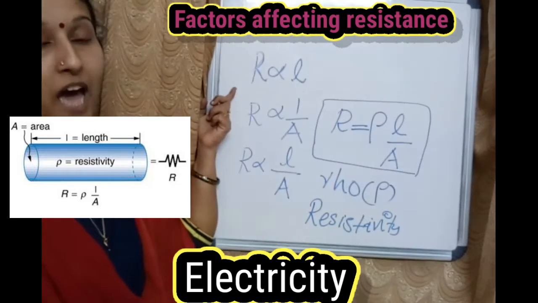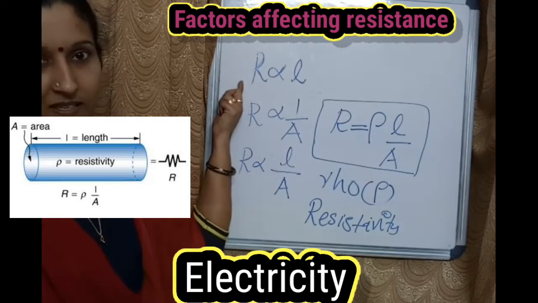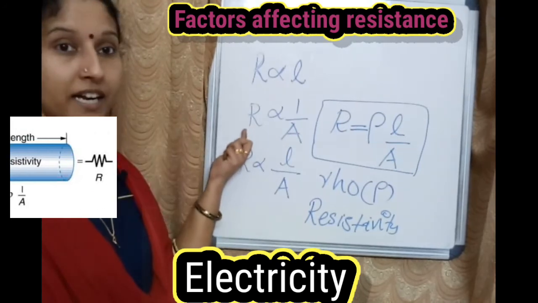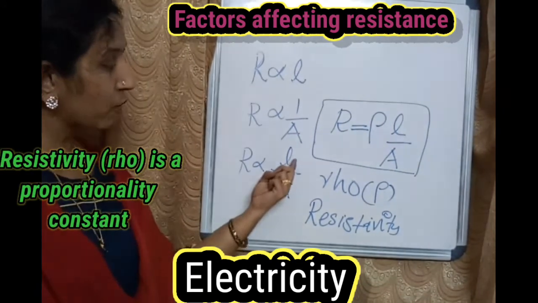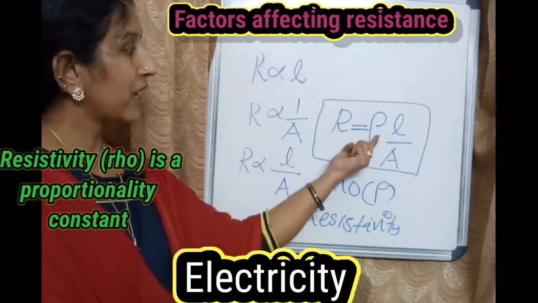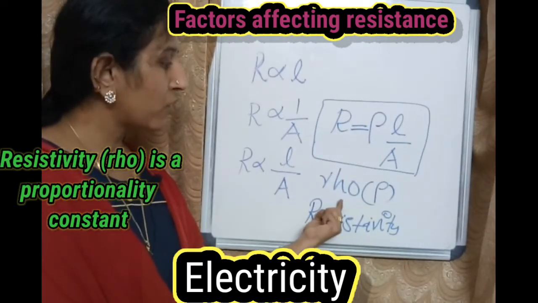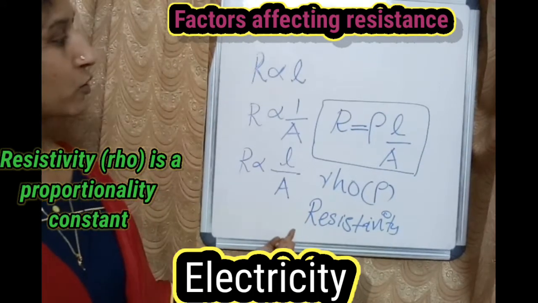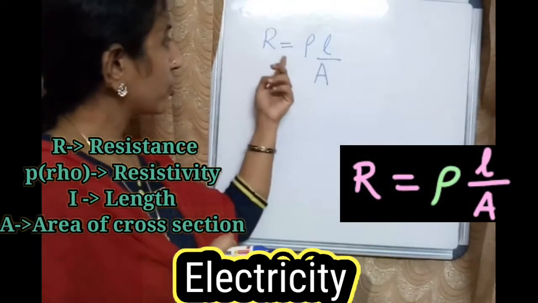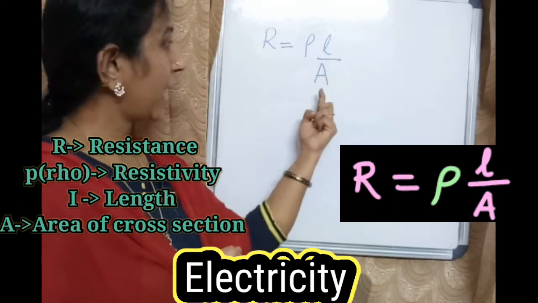So we started from here. R is proportional to L, because L increases, I decreases, R increases. And area increases, ammeter reading increases, R decreases. On joining these two, R is proportional to L by A. The next step is to avoid the proportionality sign by keeping a constant. That constant is rho. R equal to rho L by A, and this proportionality constant is resistivity. R is resistance, rho is resistivity, L is length, A is area of cross section.